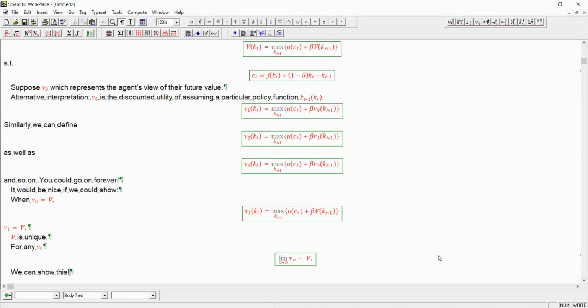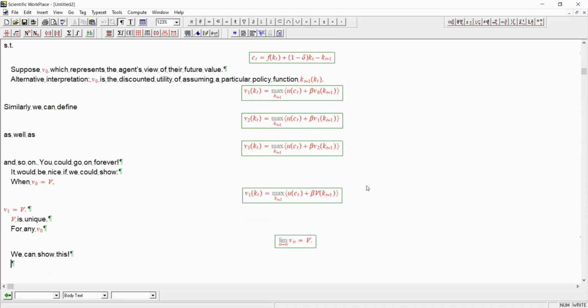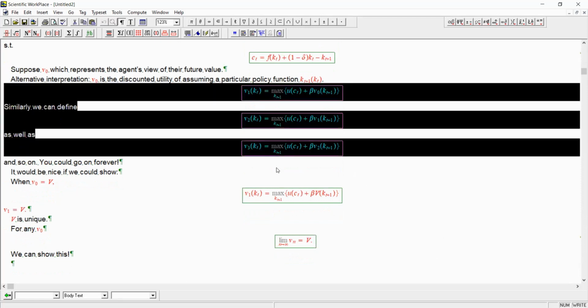However, in order to do so, we're going to need some special methods from functional analysis, which means the study of how functions in general work. So let's do that now. In order to do that, what we need to do is look at this process of repeatedly maximizing in a slightly different way.